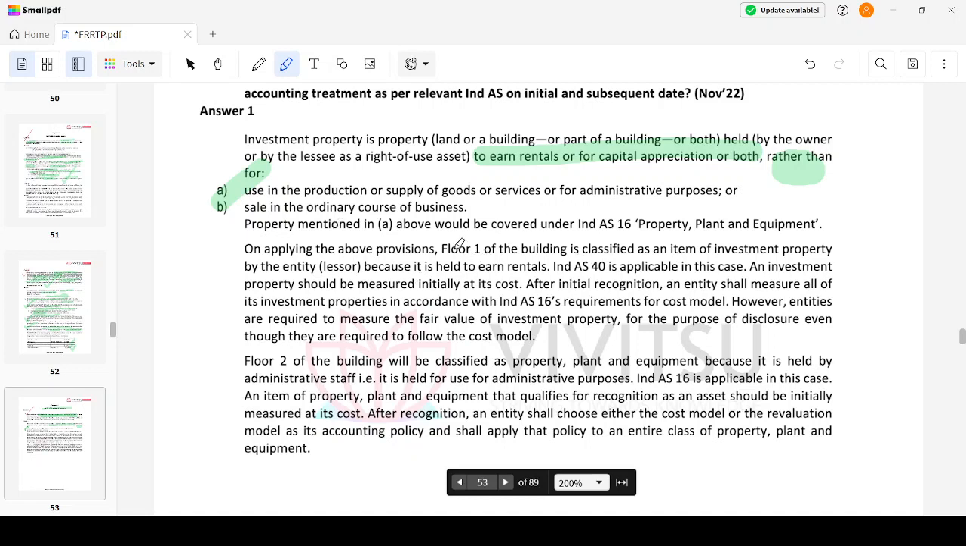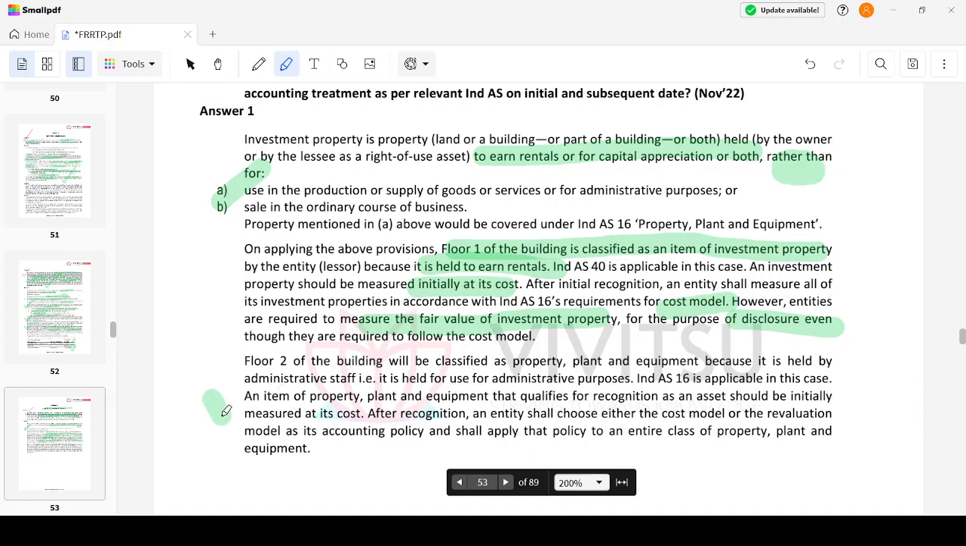Applying the provision, floor 1 should be classified as investment property because it's held to earn rentals. NDS 40 is applicable in this case. And investment property should be measured initially at cost. After initial recognition, the entity shall measure all the investment properties in accordance with NDS section requirements for the cost model. However, the entities are required to measure the fair value of the investment property for disclosure purposes. See, with respect to investment property, I have to measure and recognize everything at cost. Only that should be followed. But for disclosure purposes, I have to mention the fair value.